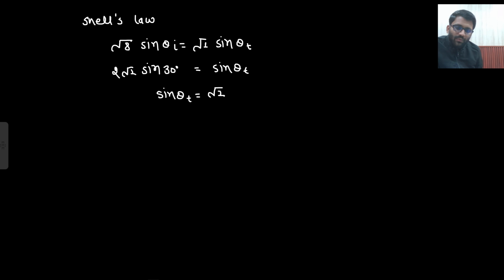So what am I going to apply? I am going to apply Snell's law. As per Snell's law, under root epsilon r1 sin theta i equals under root epsilon r2 sin theta t. Under root 8 sin 30 equals sin theta t. What is sin 30? 1 by 2. And under root 8 is 2 root 2. So what are you getting? Sin theta t is under root 2.